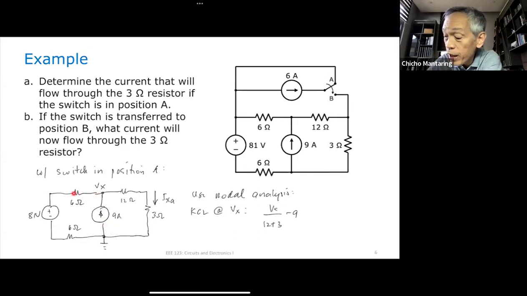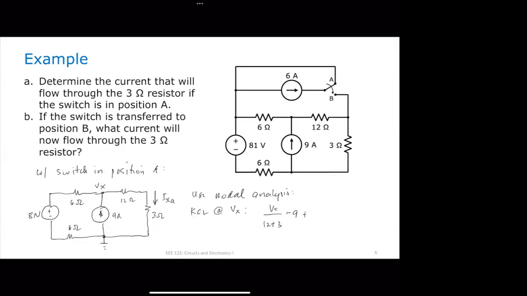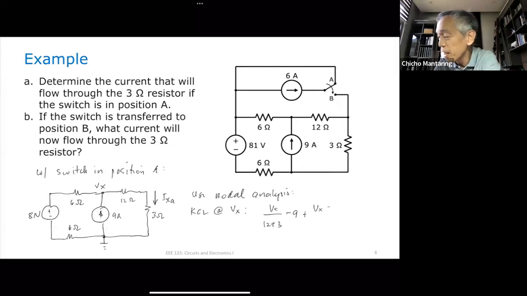The current flowing through the left here, this one is a little tricky. What is the current flowing through the left there? Can someone tell me? Sir, is it V_x minus 81 volts over 12 ohms? That's right. Very good. V_x minus 81 over 12.